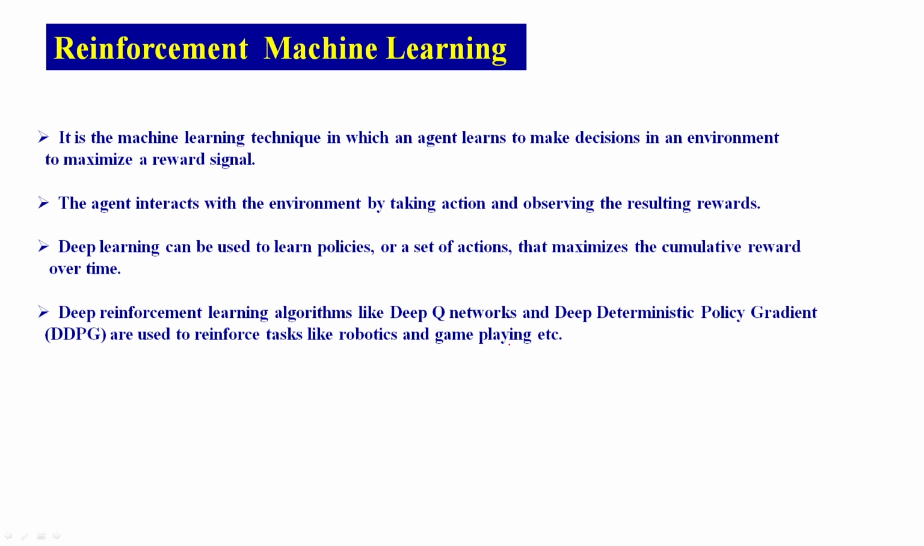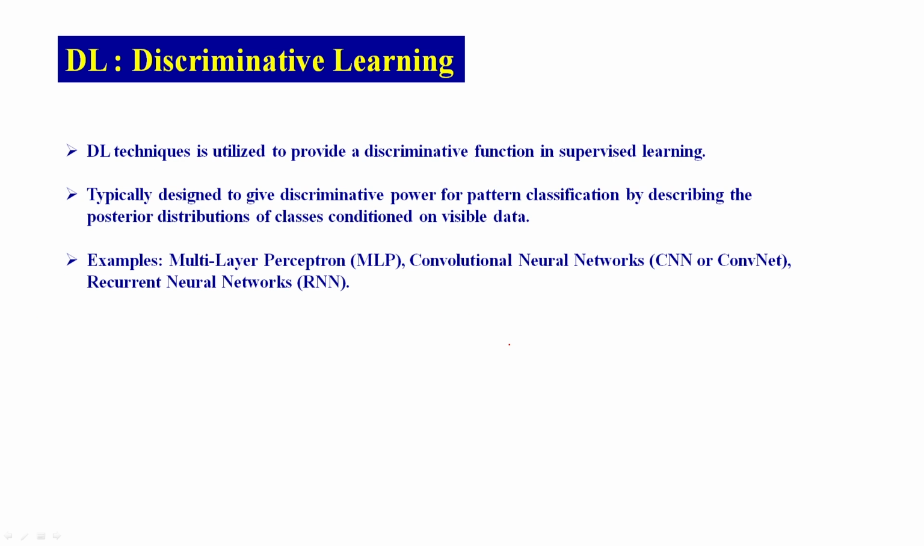And now, you also need to know that deep learning is utilized to provide discriminative function in supervised learning. Typically, it is designed to give discriminating power for pattern classification by describing the posterior distribution of the classes conditioned on the visible data. And we will talk about the multi-layer perceptron model and convolutional neural network models or CNN, or recurrent neural network models, which are part of this discriminative learning process.